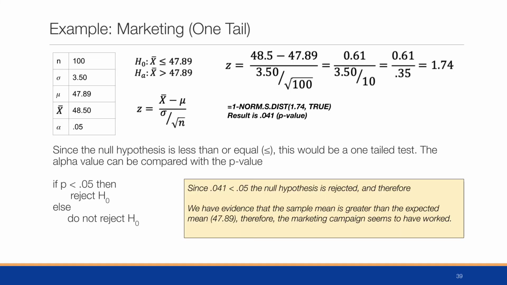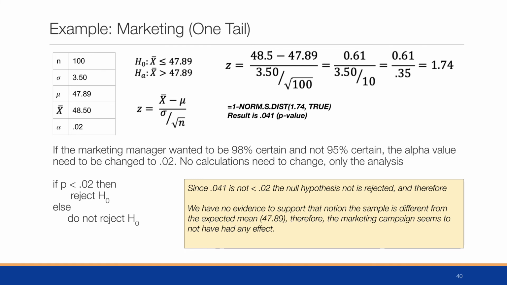We'll now plug in all the numbers here, and we've set everything up on the left. We have our alpha value of 0.05. We've set up our hypothesis tests here. We're using our Z formula, and we've computed the Z statistic here, plugging in all the numbers, and get 1.74. We'll do 1 minus NORM.S.DIST of 1.74, again, because it's on the positive side, and we're looking for the right tail. This would give us a 0.041 p-value. Since the p-value is less than 0.05, we will reject the null hypothesis. And therefore, we have evidence that the sample mean, 48.50, is statistically greater than the expected value of 47.89, and therefore the marketing campaign seems to have worked.